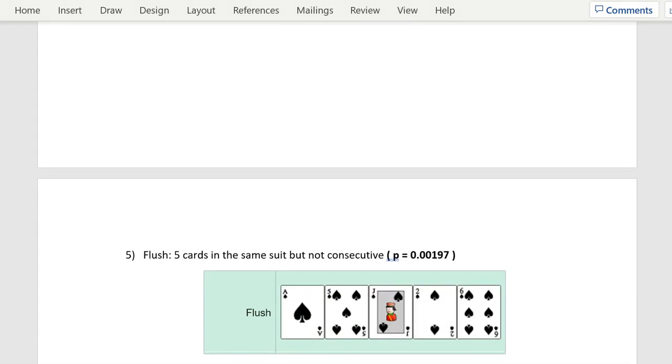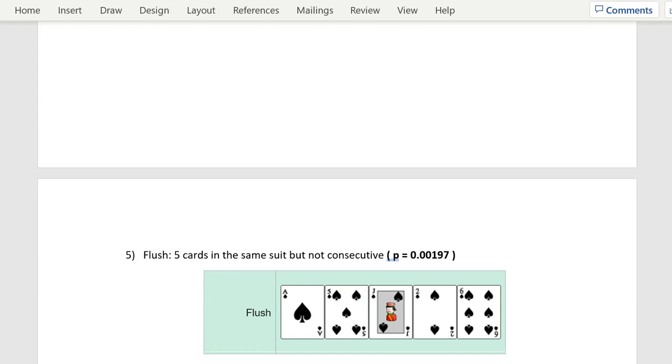Okay, next we're going to move on to a flush. So a flush hand is when you have 5 cards in the same suit, but they are not consecutive. Remember, if they become consecutive, then that would create a straight flush or a royal flush. Okay, so how are we going to do this?